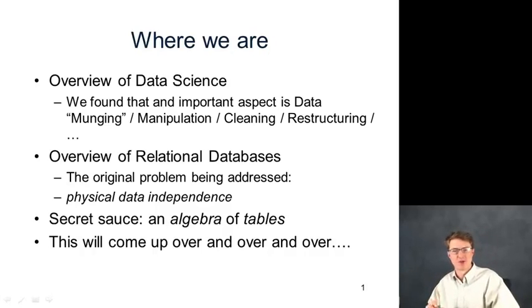Okay. Then we also gave an overview of relational databases, kind of a history of relational databases and why they came into being in the first place. And we found that the original problem being addressed was physical data independence: when aspects of the data changed, all the applications broke. And so you wanted to insulate applications from certain kinds of changes.